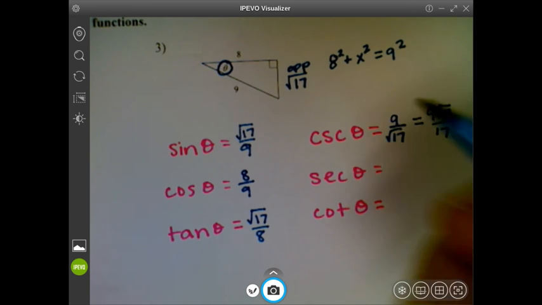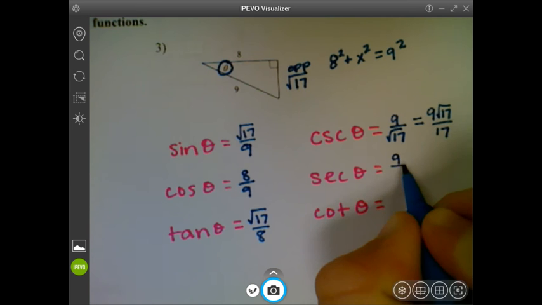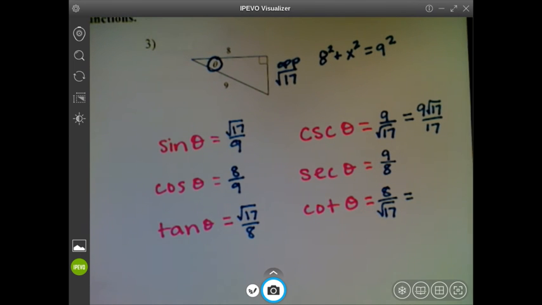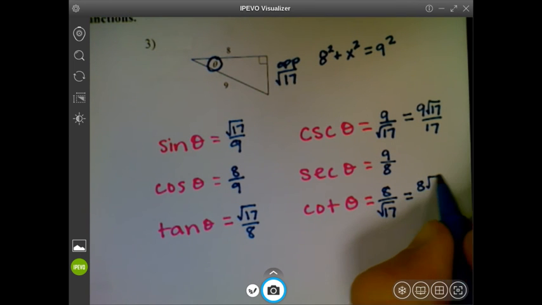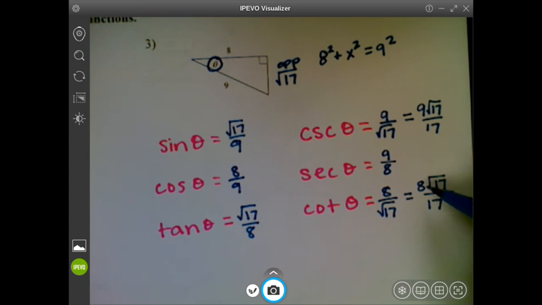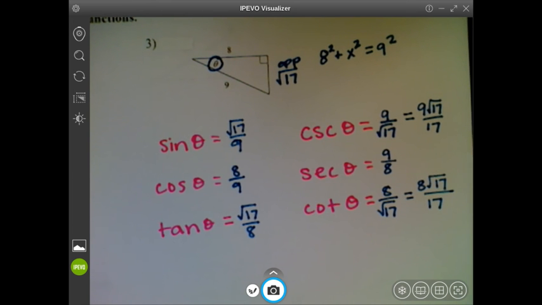If the 9 and the 17 could simplify here in the numerator or denominator, you should simplify those, but they can't. All right, secant, that would be 9 over 8. And cotangent would be 8 over the square root of 17, which does need to be rationalized. So it'd be 8 square root of 17 all over 17. And once again, if the 8 and the 17 would simplify, you should do that. But in this case, they don't.